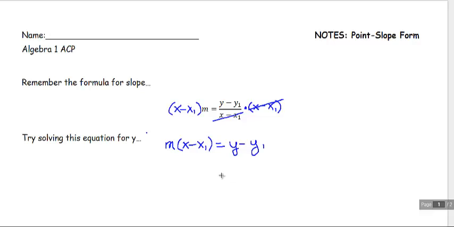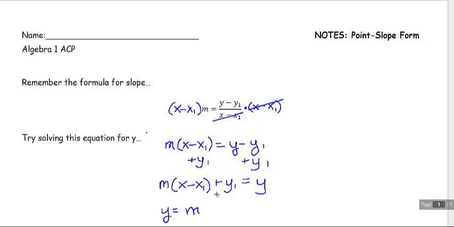So I'm hoping that now you can see that getting y by itself really only requires one more thing, and that's adding a y1 to both sides. So now we have m times x minus x1 plus y1 equals y. I'm going to flip it around because we like to see the y equals in front typically. So now y equals, I'm now going to put this side over here, m times the difference of the x's plus the y1.